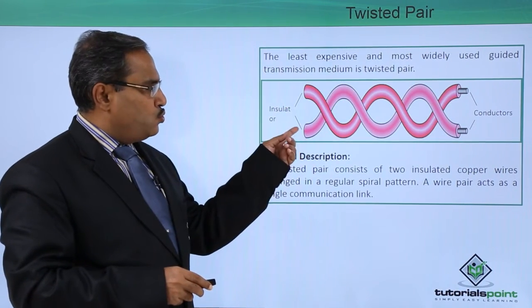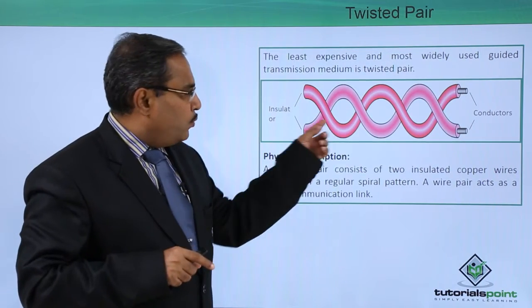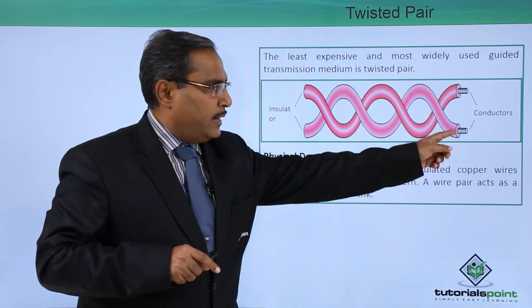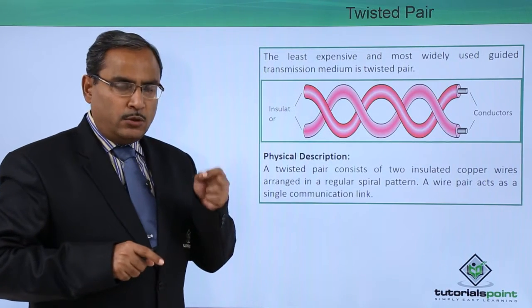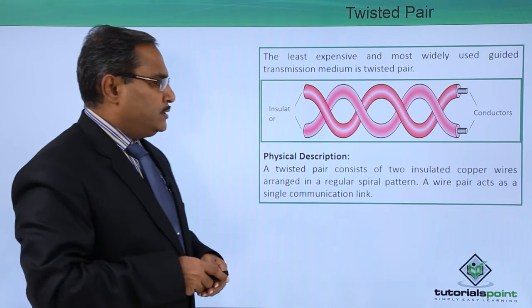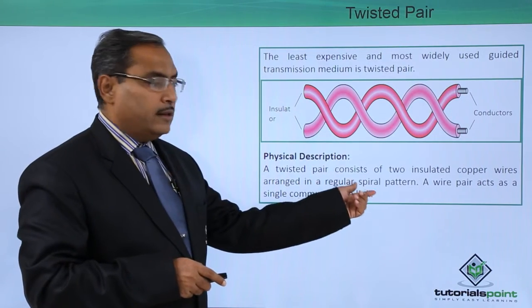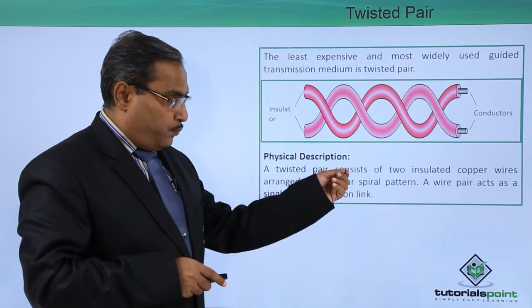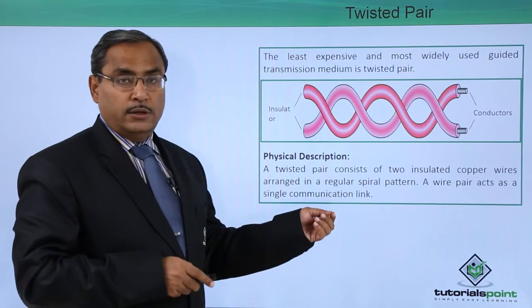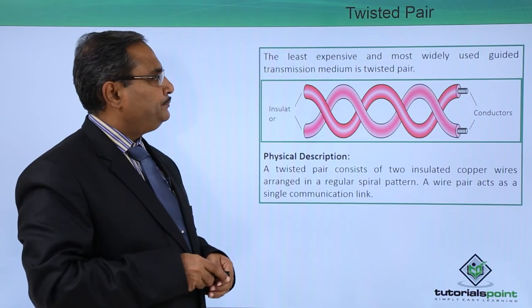You can find that two wires are twisted, with one insulator above, and inside we have the respective conductors which will be carrying the signals. A twisted pair consists of two insulated copper wires arranged in a regular spiral pattern. A wire pair acts as a single communication link.